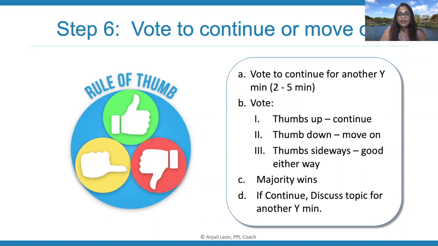If the majority decides that they want to continue discussing the topic for another Y minutes, they do so. Otherwise, you move on to the next topic. The second round of discussion on the topic typically ranges from 2 to 5 minutes. Again, as a facilitator, select a time box and then stick to the time box. If at any point in time you feel like the topic has taken its course, even before the time box is completed, you can stop and move on to the next topic.